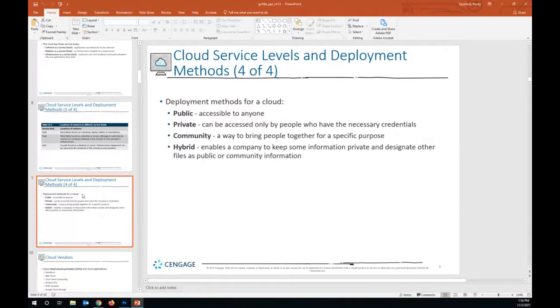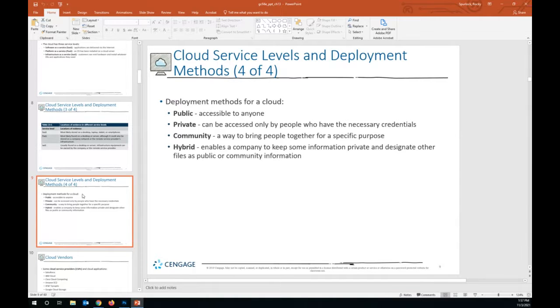All right, so there are four different deployment methods for a cloud. You have public cloud, a cloud service available to the general public. It's accessible to everyone. A private cloud is a cloud service dedicated to a single organization, so it's only going to be accessed by the people who have the necessary credentials.